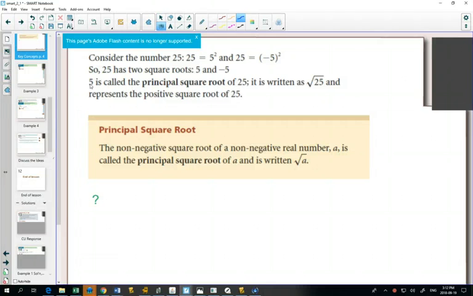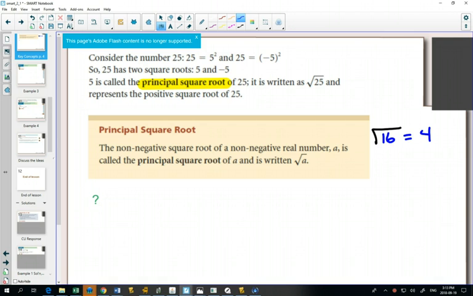I'm going to introduce you to another definition, and that definition is the principal square root. What happens when you have a principal square root, or what happens when you have a square root sign? If you type into your calculator the square root of 16, your calculator will tell you positive 4.